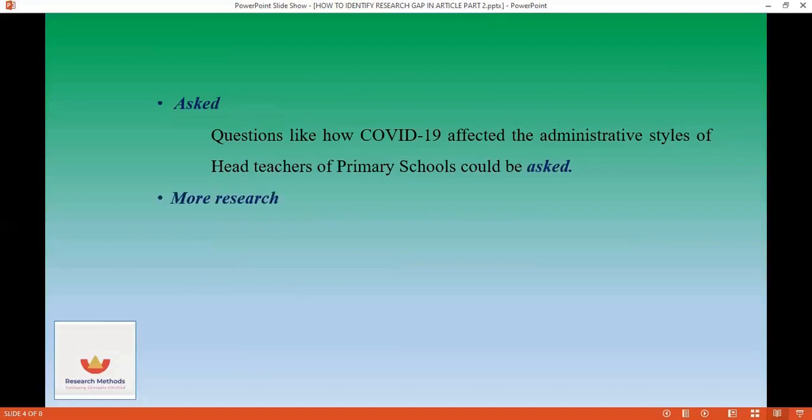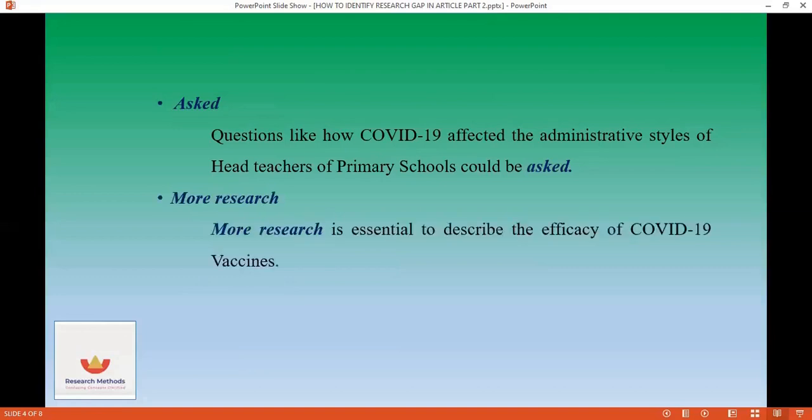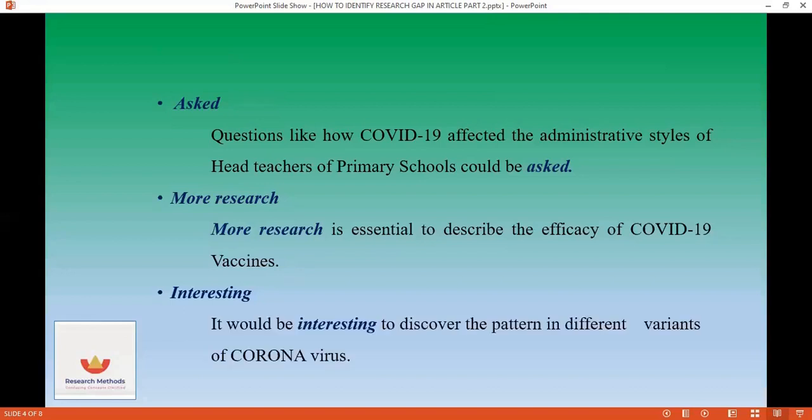Next phrase we have "more research". More research is essential to describe the efficacy of COVID-19 vaccines. This sentence is also introducing a research gap. Next word we have "interesting". A typical example of interesting may look like: it would be interesting to discover the pattern in different variants of coronavirus. Here the word interesting is reporting about a research gap that is present in a typical study.